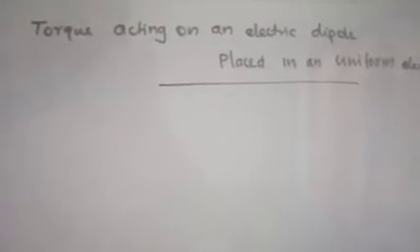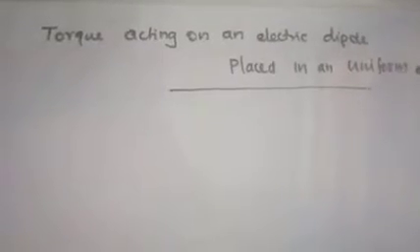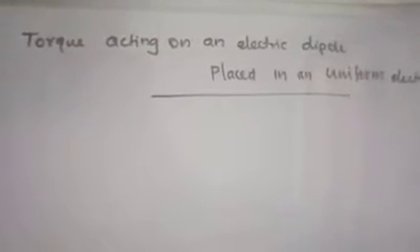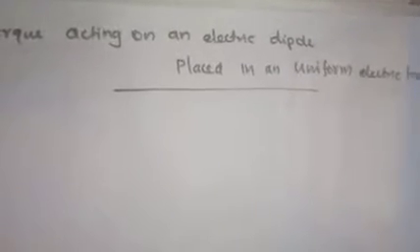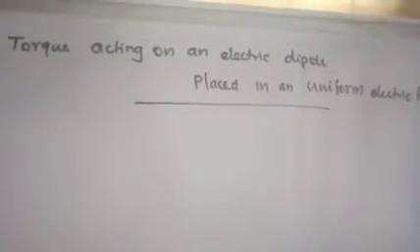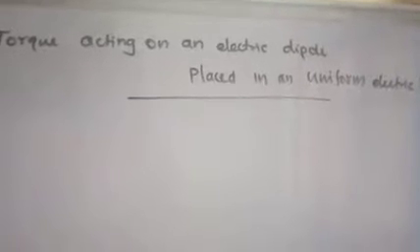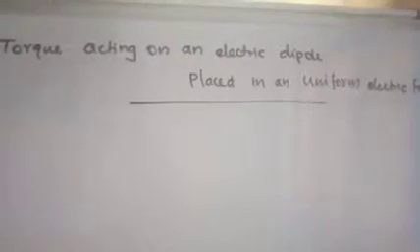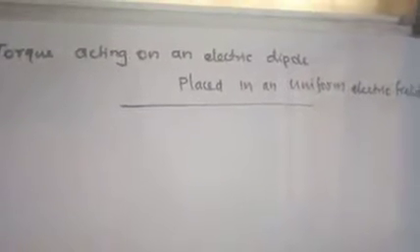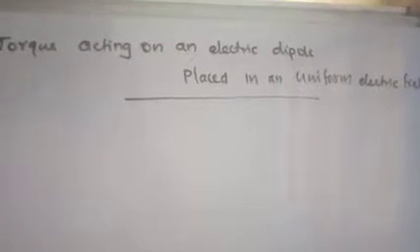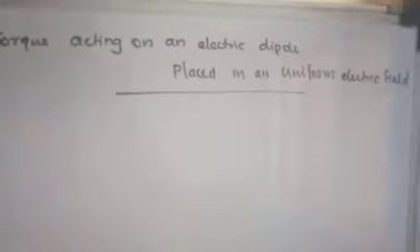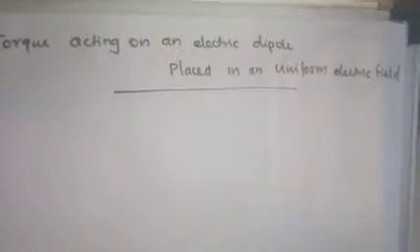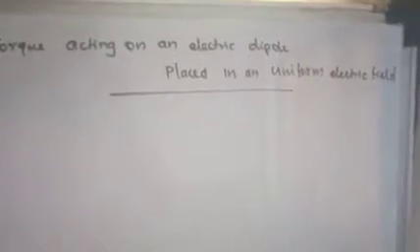Today we are going to discuss torque acting on an electric dipole placed in a uniform electric field. As you know, an electric dipole is a system of two equal and opposite charges separated by a small distance. And you also know uniform electric field. It's a region where electric field intensity is constant.